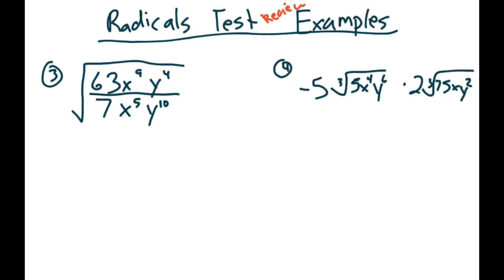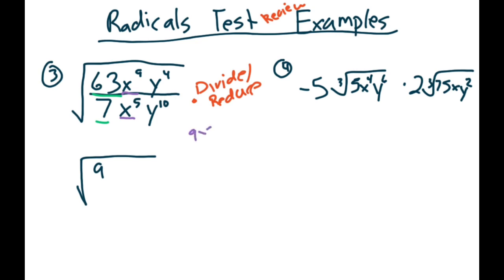All right, so here's example types that are similar to number 3 and 4 on the radicals test review. So number 3, I'm dividing this function inside the square root. So the first thing I'm going to do is divide or reduce inside the square root. Okay, so inside, 63 divided by 7 is 9. X to the 9th divided by x to the 5th, we subtract their exponents. So 9 minus 5 equals 4. So this would be x to the 4th.